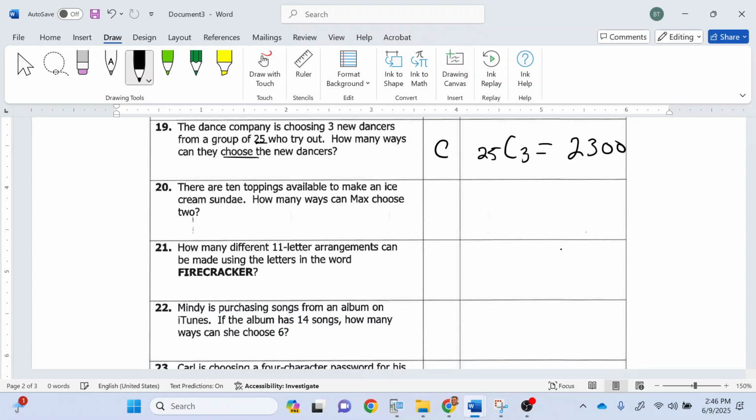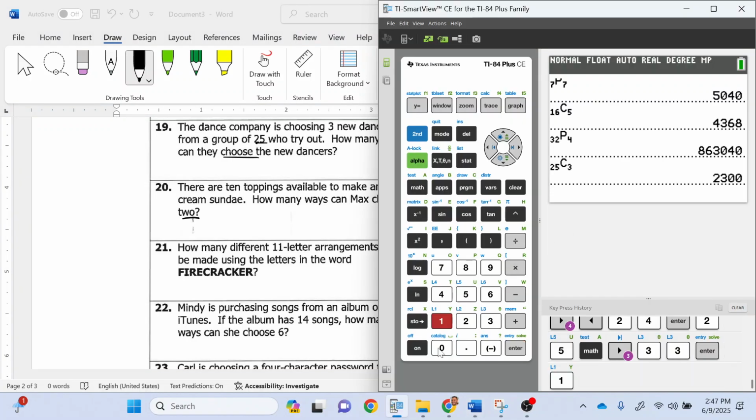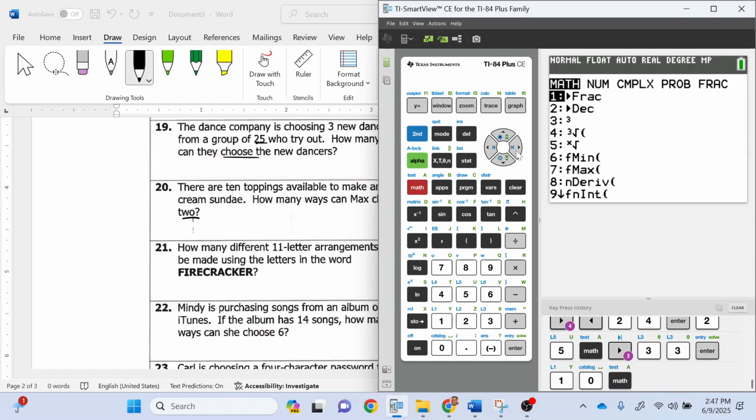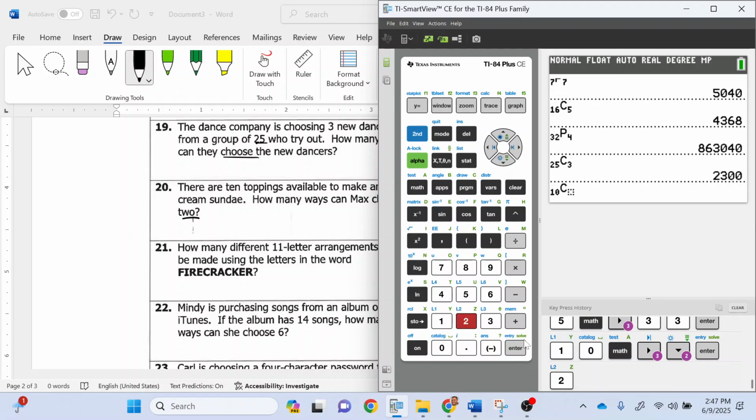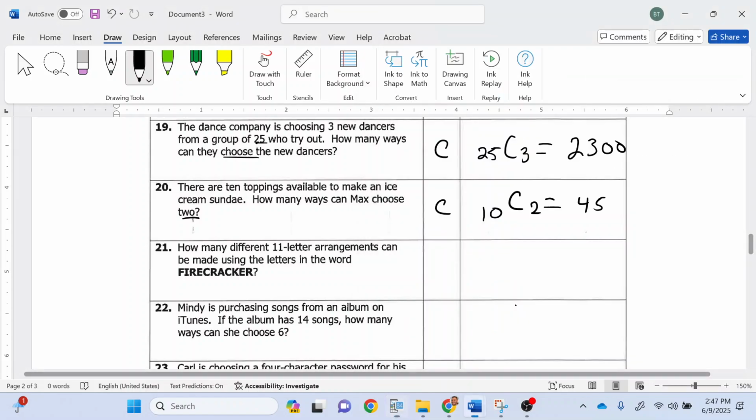There are 10 toppings available to make an ice cream sundae. How many ways can Max choose 2? It doesn't look like he cares what order the toppings get put on. So it's going to be 10C2. You would type that in your calculator. You should get, well, I should actually plug it in. So you should get 70 or 45. Let's see. 10C2, and that's 45. Yep, 45.